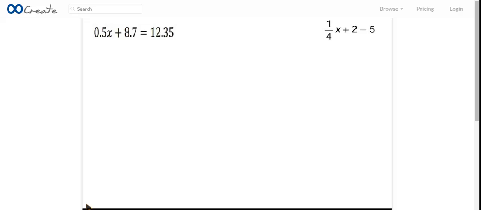Alright, so the first thing I need to do is get all of my constants, my numbers without x's, on the same side. So I need to deal with this piece right here. If you remember from the last video, I said I could take this number and just write it below it and write whatever inverse operation this is. So I have addition, inverse operation is subtraction. So 8.7 minus 8.7, that's 0, it cancels out, and I'm left with just 0.5x on this side.